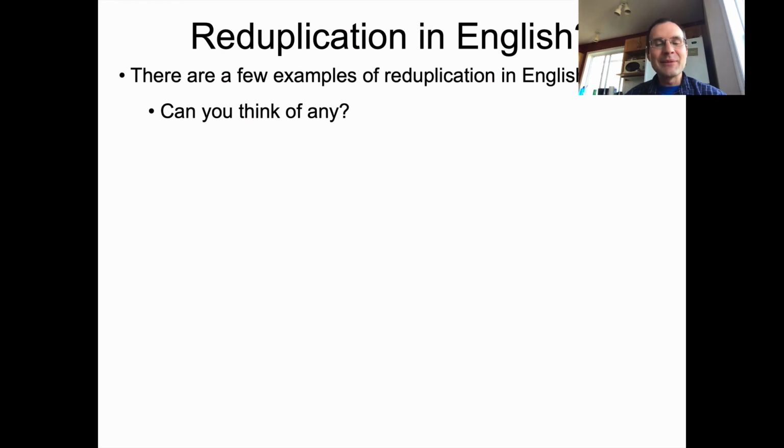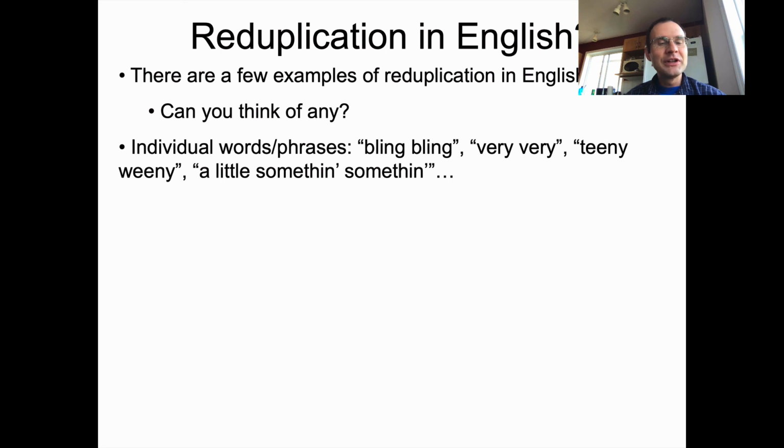What are any examples of reduplication in English? There's a lot when you stop and think about it. We have expressions like bling bling. I don't know how popular it is to say that in the modern day and age, but fancy jewelry can be called bling bling. Very, very, teeny weeny, a little something something, and so on and so forth. There's lots of little phrases like that we use where we get partial reduplication, like in teeny weeny, or total reduplication, like in very, very.